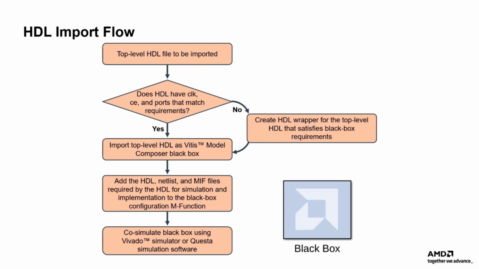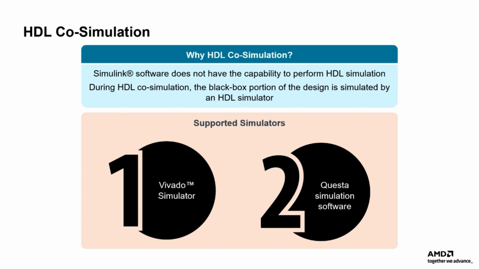Add the HDL, netlist, and memory initialization files required by the HDL for simulation and implementation to the black box configuration M function. Then, co-simulate the black box using the Vivado Simulator or Questa simulation software. The Simulink software does not have the capability to perform HDL simulation. Hence, Vitis Model Composer provides an interface to the Simulink environment and HDL co-simulator.